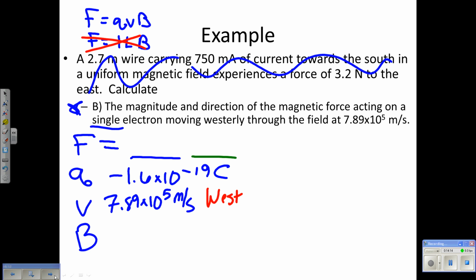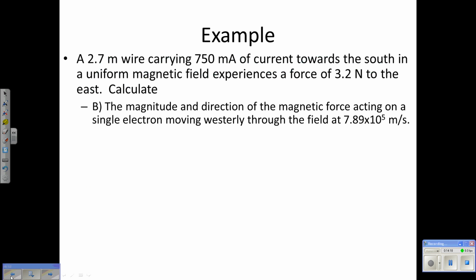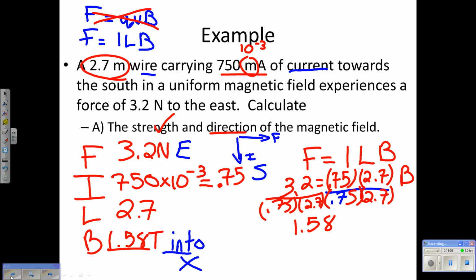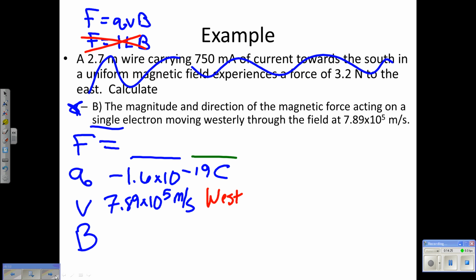Okay? Now, we do have the same magnetic field in this case, which is why it's part B. So it's 1.58 Tesla into the page. Alright, we have two directions, so our directions can be gotten. We have 3 of the 4 variables, so our force can be gotten. We're good to go. So let's start with the number.